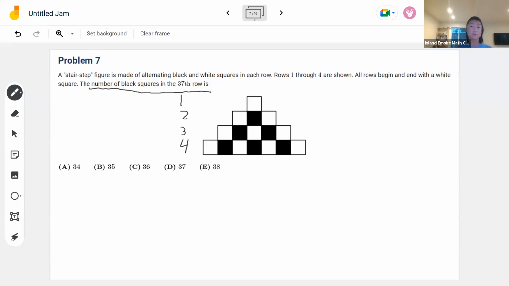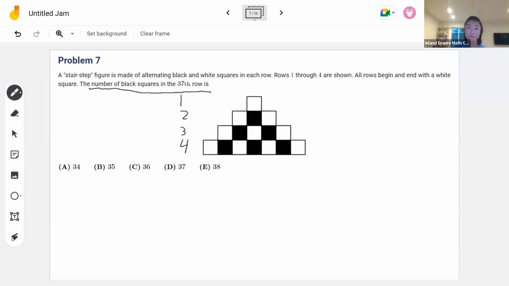This is a puzzle problem, right? So we're going to take a look and see that we can find some patterns in what we have already. So we're looking for the number of black squares in the 37th row. And obviously we're not going to draw out all 37 rows and count them, right? So let's take a look at what we have here.